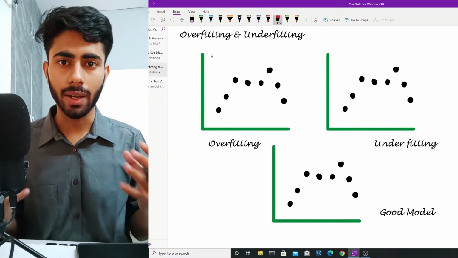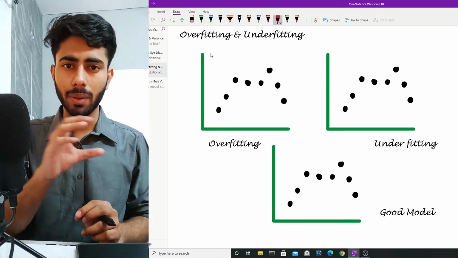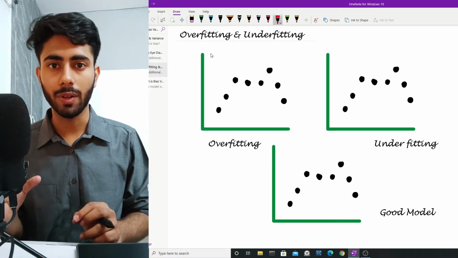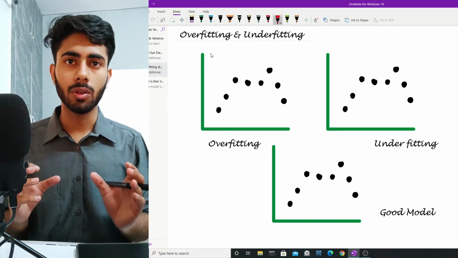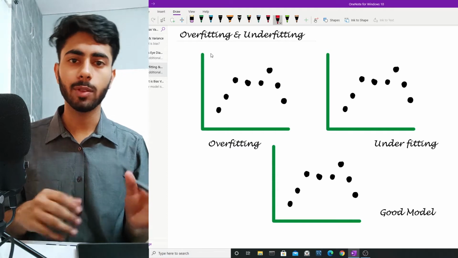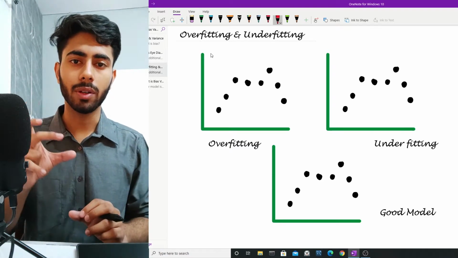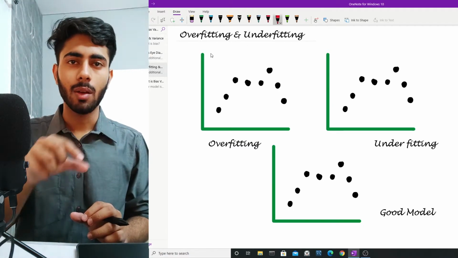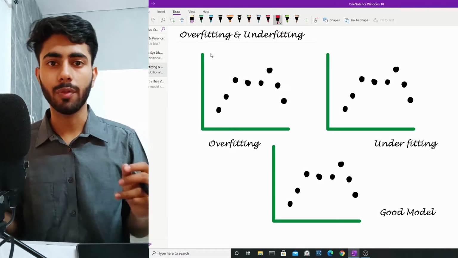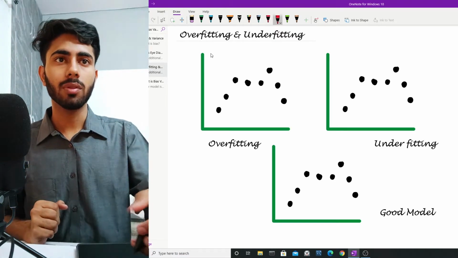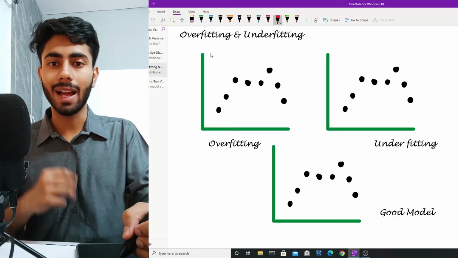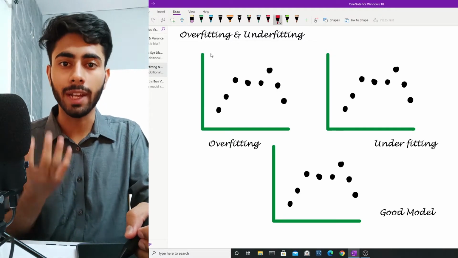Before we get ahead, I want to give you a brief overview of what overfitting and underfitting are. In the next video, we will be dealing with overfitting and underfitting in a little more depth. But this particular section will give you a little intuition about what is overfitting and what is underfitting. So, suppose here there are three graphs, and the black dots represent the data set, the training data set.